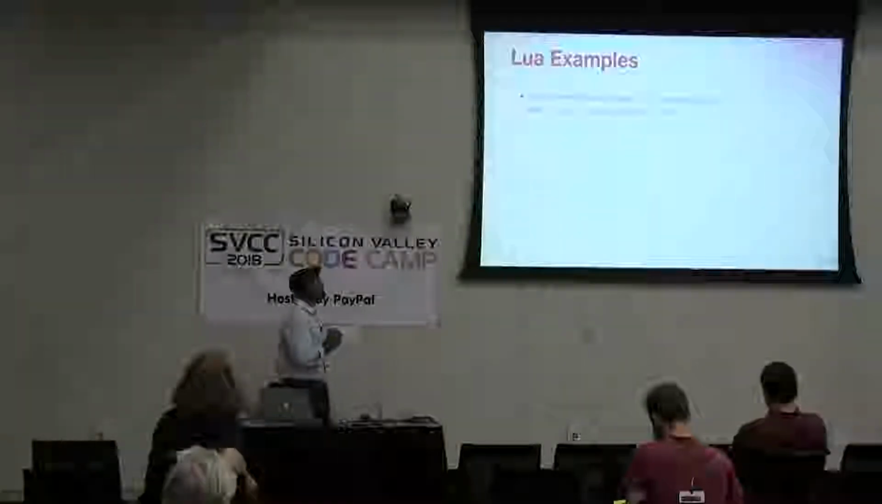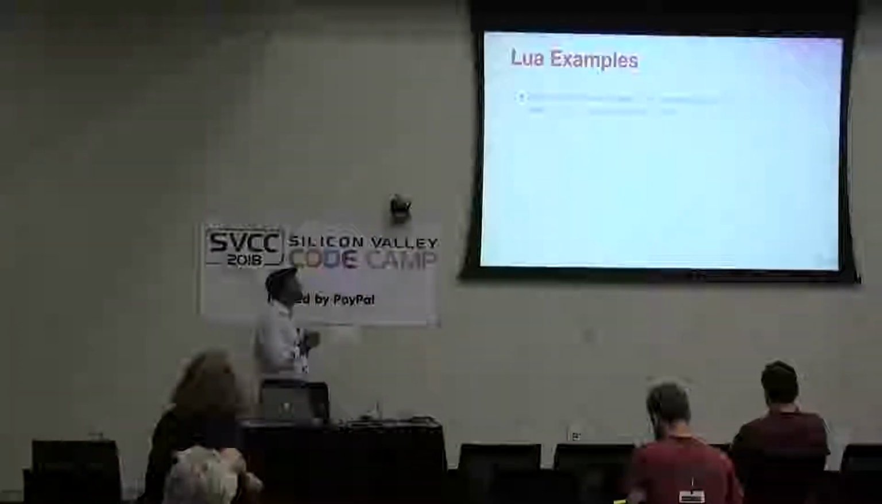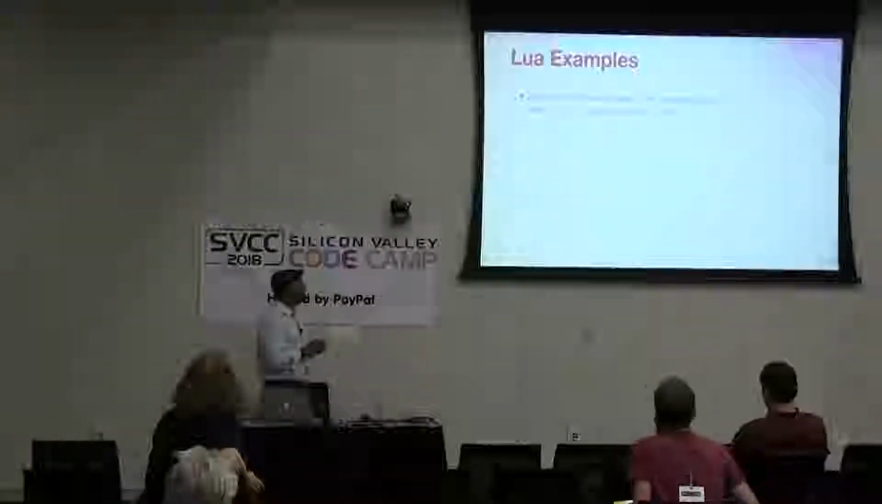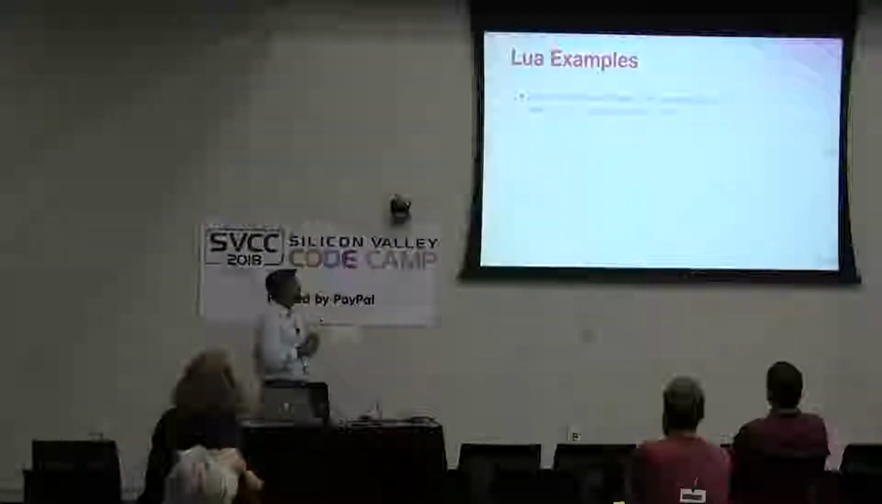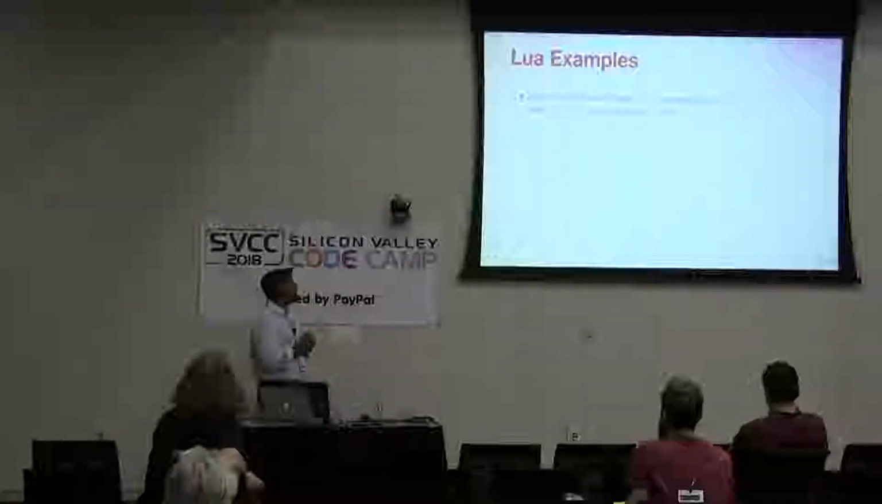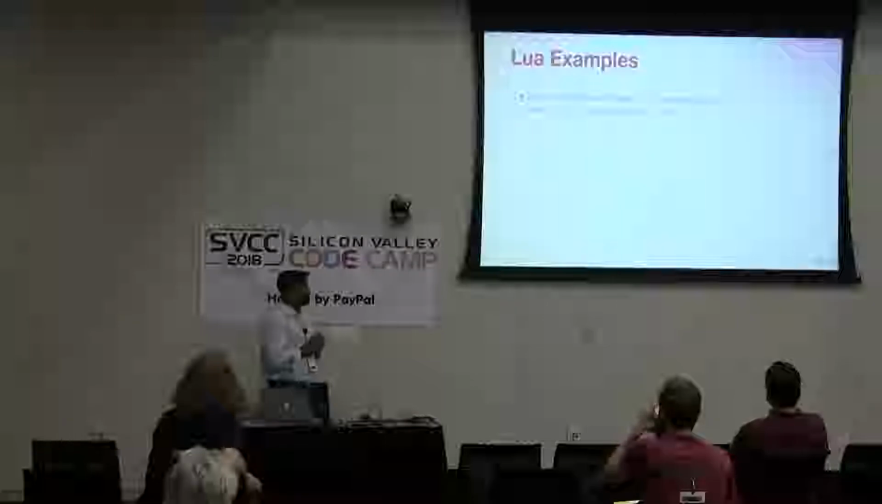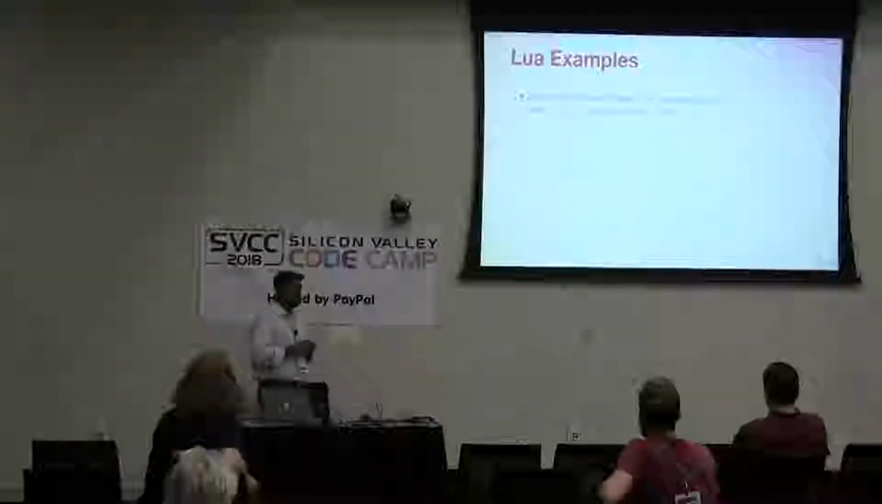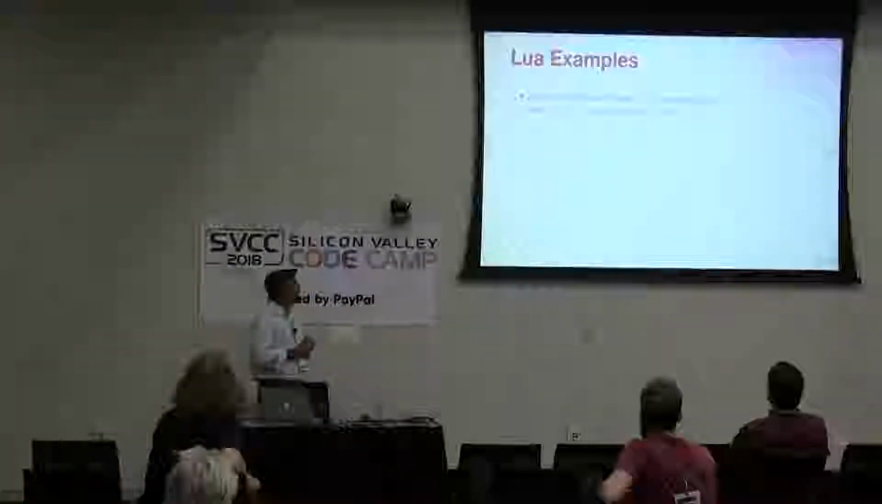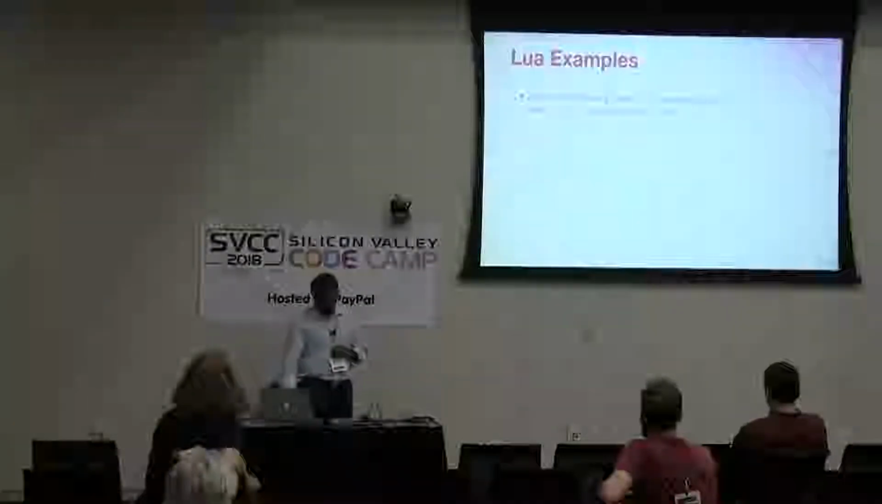Let's look at some quick examples. This is a for loop that goes from 10 to 1, decrementing 1 each time. You saw a previous example where the last expression is optional. If you just write i equal 1 to 10, it will go from 1 to 10, incrementing 1 at a time. And it just prints.